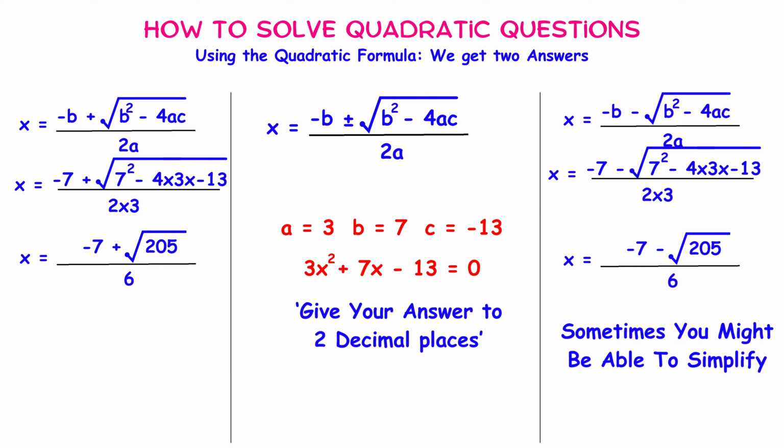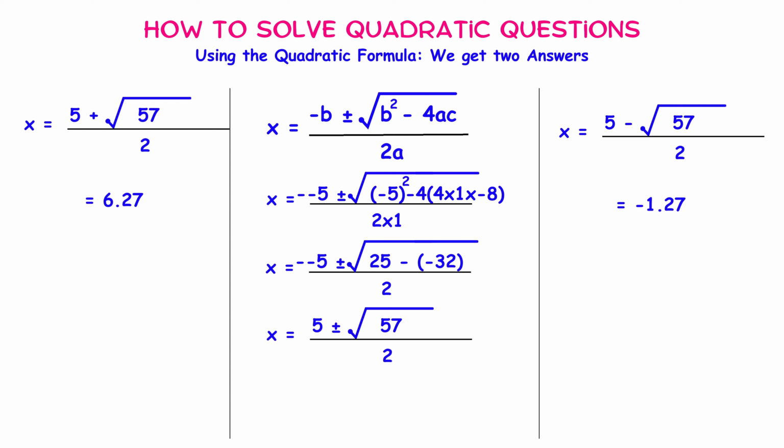Let's try one more. This time we're trying to solve x squared minus 5x minus 8 equals 0, and we need to leave our answer to 3 significant figures. So the first thing you need to do is figure out what a, b, and c are, and it's worth writing those out separately. So a is 1, because if there isn't a number in front of the x squared, then there's effectively 1x squared. B is negative 5 and c is negative 8. Then you want to write out your formula and plug in all of your values.